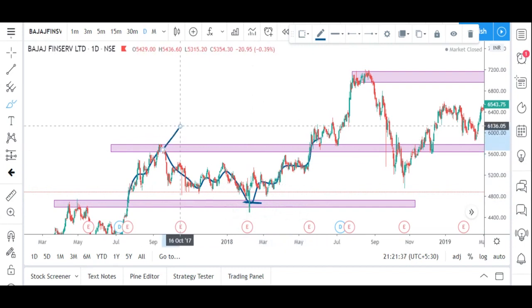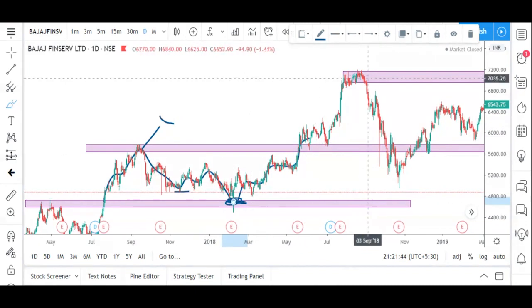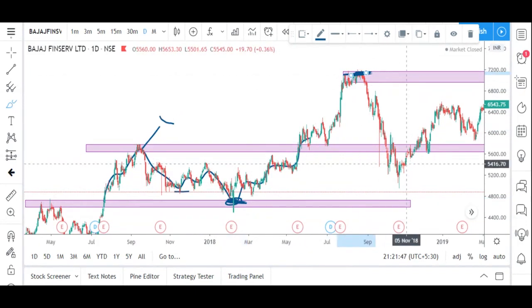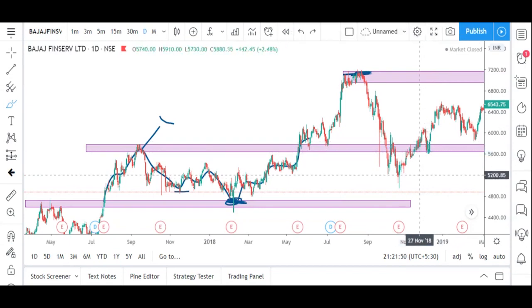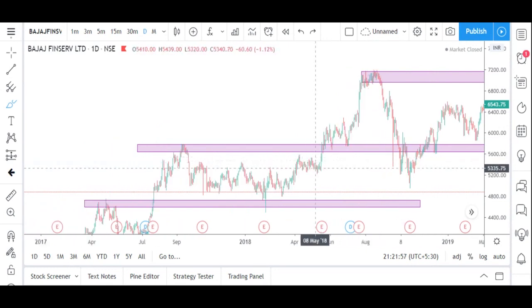Okay, now it has gone back. So these are the higher highs, these are the higher highs, and these are the higher lows. Okay, and again it has broken. These are the higher highs and these are the higher lows. So I'll show you how we can draw the short-term trend line and take the trade here.